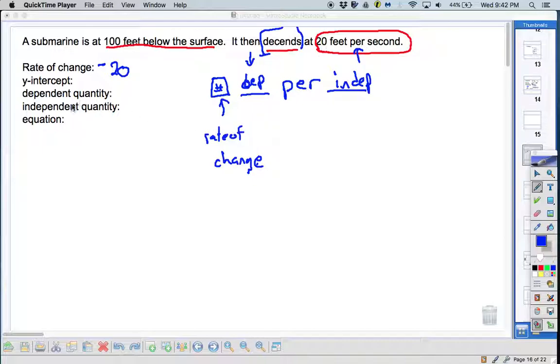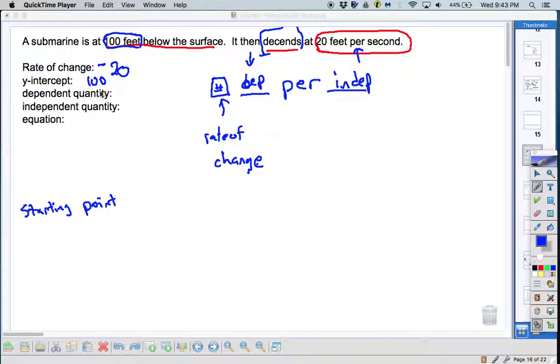Okay, the next thing they're going to ask you for is the y-intercept. The y-intercept is also known as your starting point. So it's where in the problem do we start. If we are going down at 20 feet per second, before we started going down, where were we at? Well, that's what this other information is telling us. It says we are at 100 feet. So this is where we started. We started at 100 feet, so our y-intercept is going to be 100.